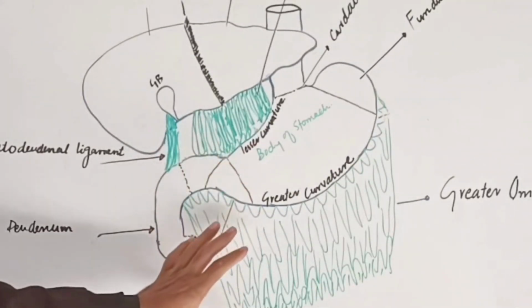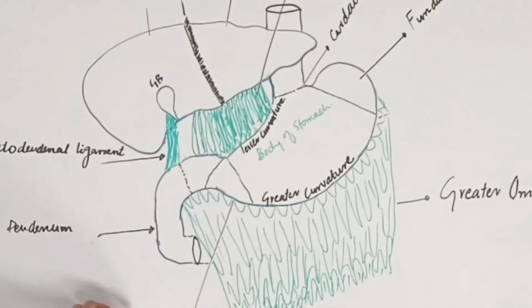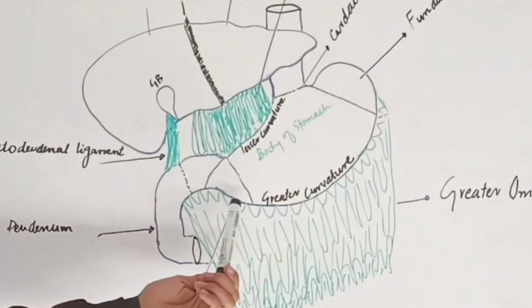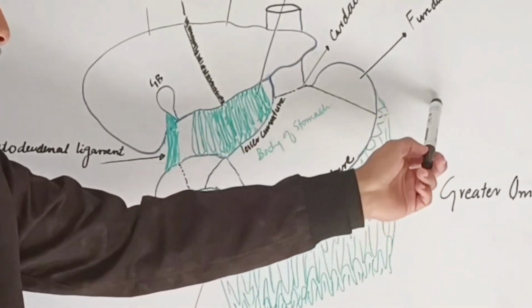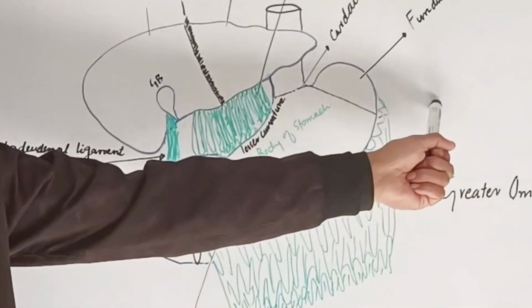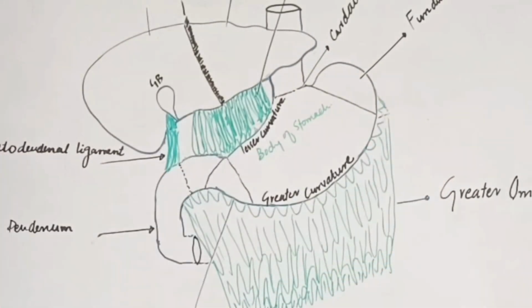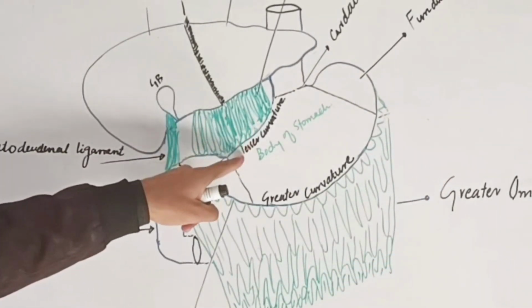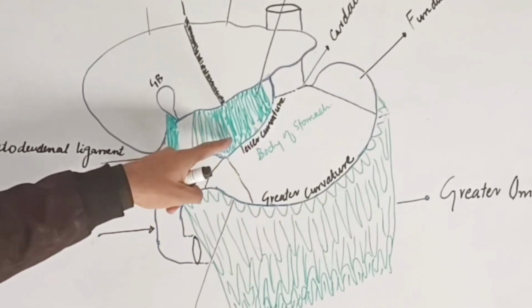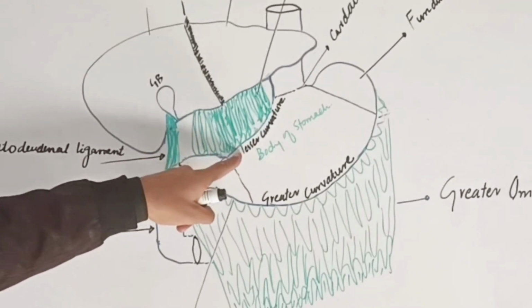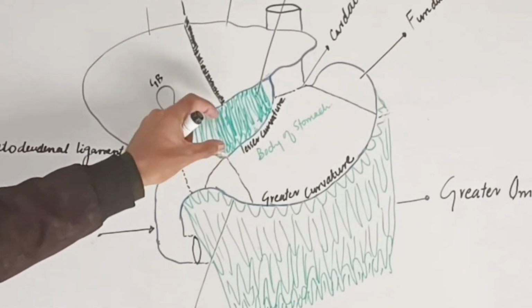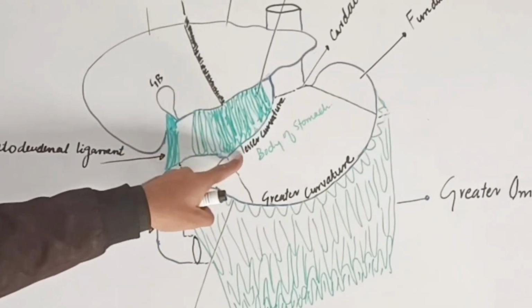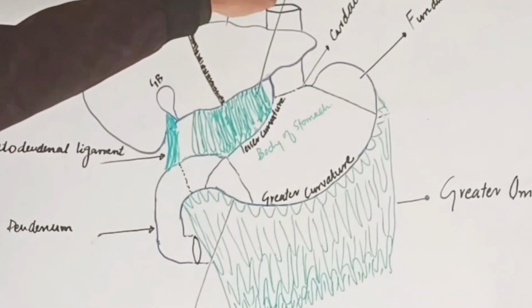Now, what are the attachments of the stomach? Here you can see the greater omentum, which is attached to the greater curvature of the stomach. Here is the extension of the greater omentum which attaches to the spleen, which is called the gastrosplenic ligament, but I have not drawn it here. Here you can see on the lesser curvature there is a ligament attached to the lesser curvature of the stomach, and here it is attached to the liver. So this ligament is called the hepatogastric ligament.